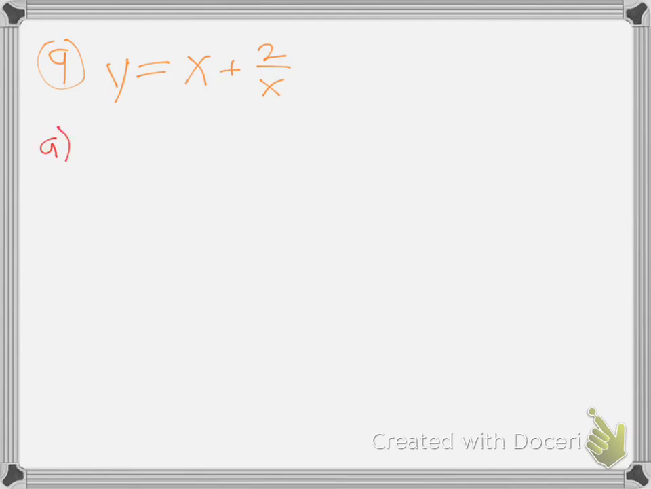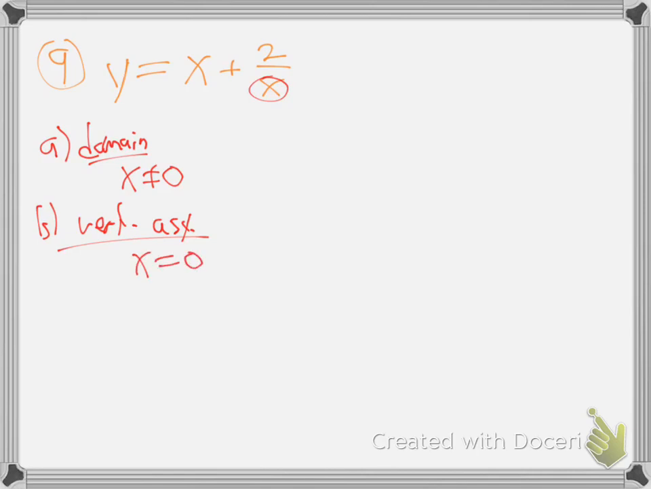So let's do part A. What is the domain issue? X cannot be 0. Yeah, x can't be 0 because there's the denominator. What's the vertical asymptote? 0. Yeah, same thing. X is 0. Because as you get close to 0, that function is going to blow up and blow down. It's going to have a vertical asymptote.